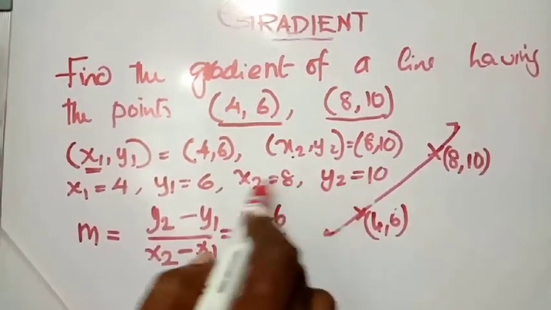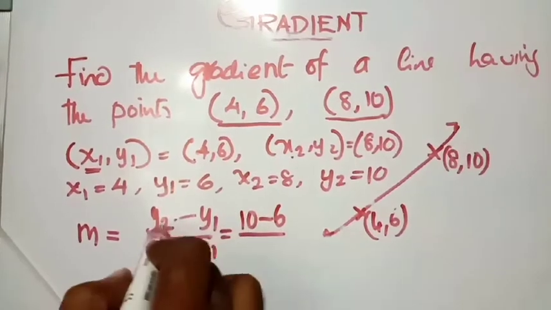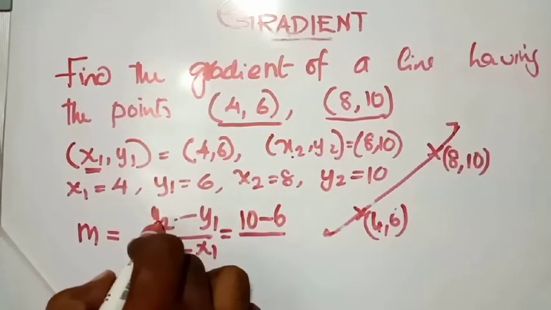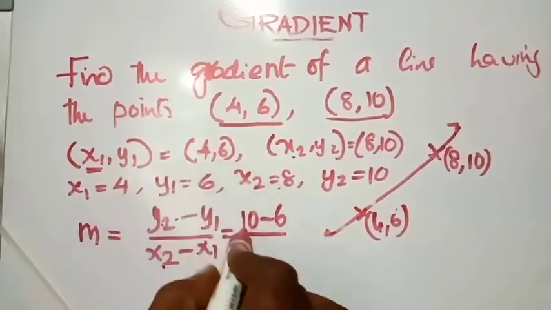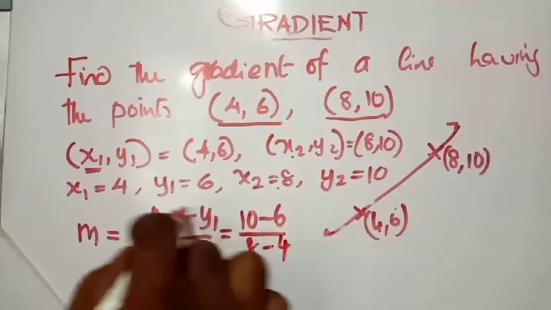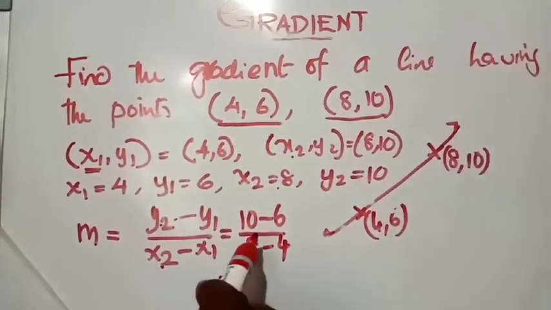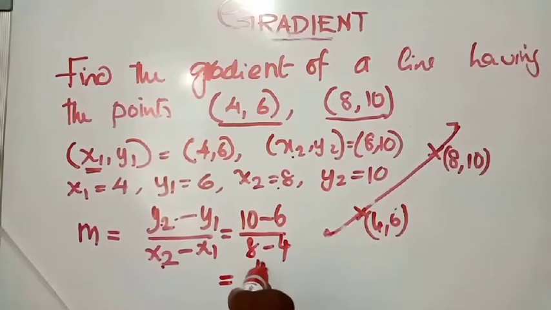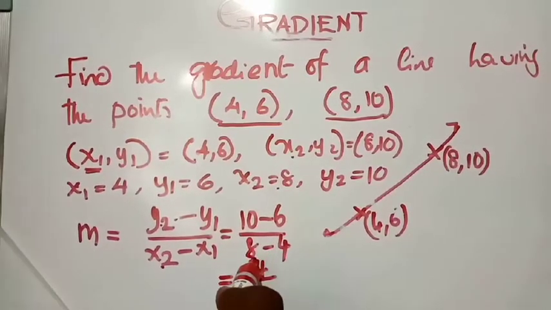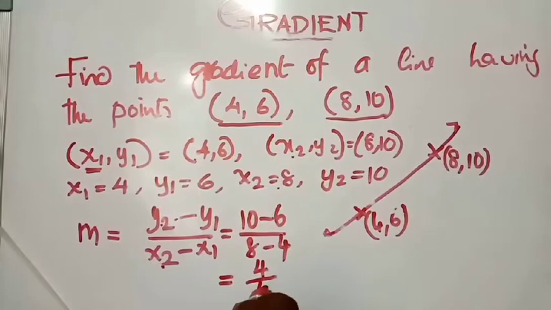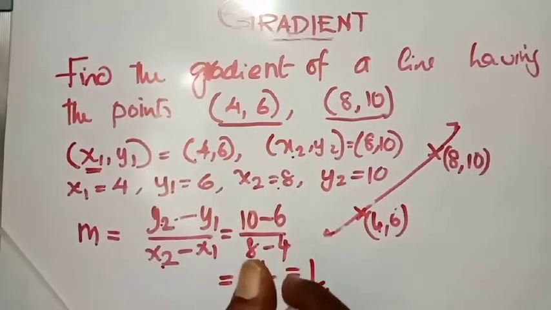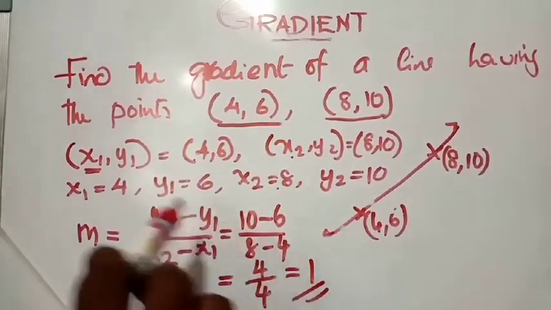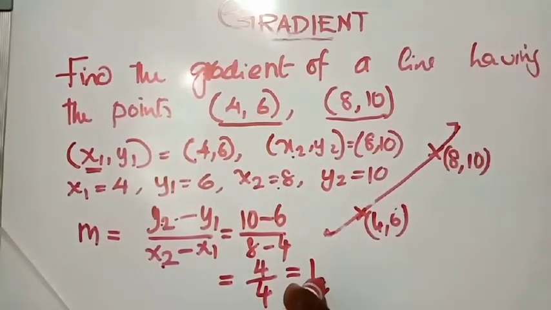As I have taken y2 first, in the denominator it should be x2. If I take y1 first, the denominator should be x1. Okay, so x2 minus x1, which is 8 minus 4. That is equal to 10 minus 6 is 4 by 8 minus 4 is 4. So we get the result as 1. So the gradient of this line is 1.